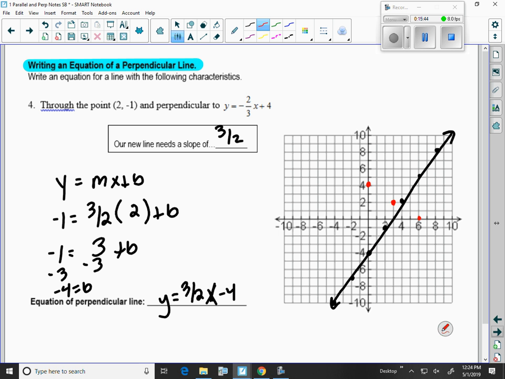True. Let's stay focused. Okay, now it may not look perfect. That's okay. We don't need a ruler on this one because we're only doing a couple graphs today. But they should cross and it should look like a 90-degree angle.